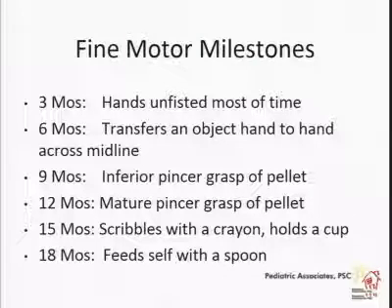9-monthers have an inferior pincer grasp. The thumb meets the index finger on the side when they go to pick up, say, a Cheerio or a pellet. A 12-monther, it's thumb tip to fingertip, mature pincer grasp. And then a 15-month-old should be able to both scribble with a crayon and hold a cup, and an 18-month-old should be able to hold or feed themselves with a spoon.